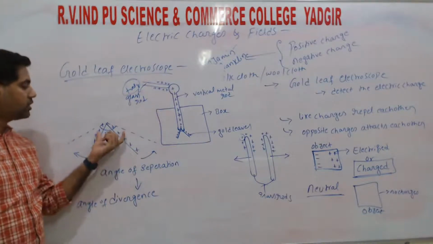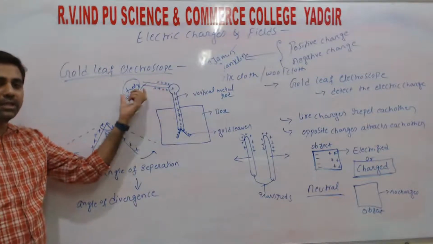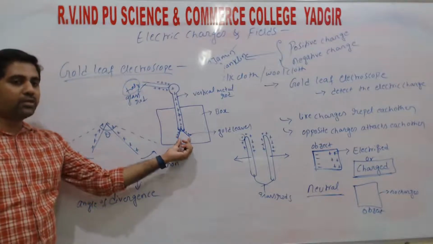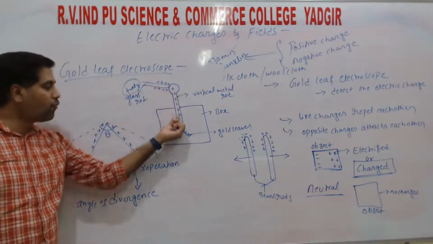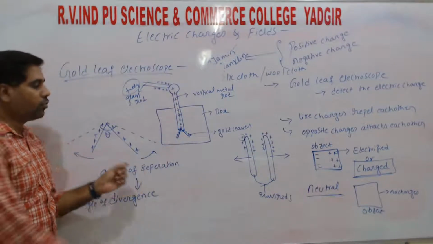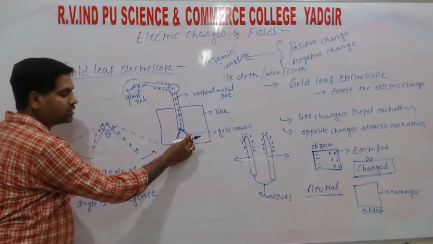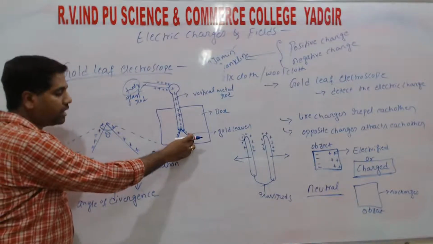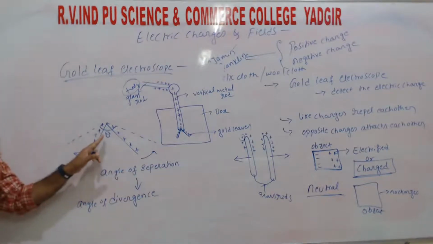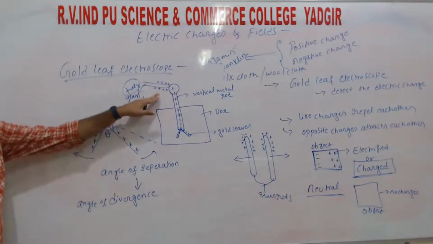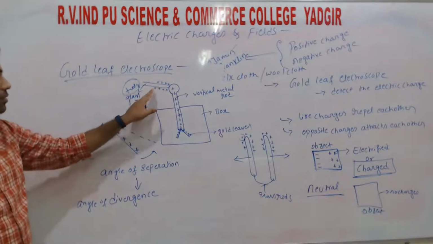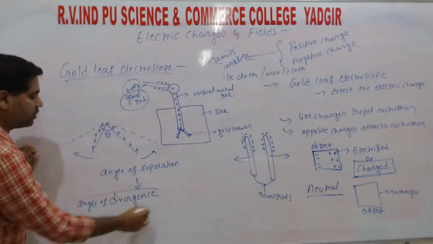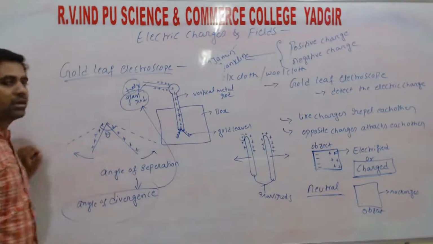So if the angle of separation is more, then more charges are present in this glass rod. If there is no change in the gold leaves, it means this body is neutral, because there is no flow of charges to the gold leaves. If there is a flow of charges, then only these two will diverge from one another. Otherwise they will remain the same, right? So this theta gives the measure of the charges on the object, any object. Here we have taken a glass rod, so this degree of divergence gives the charges on the glass rod.